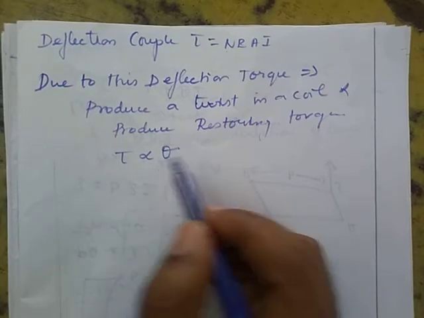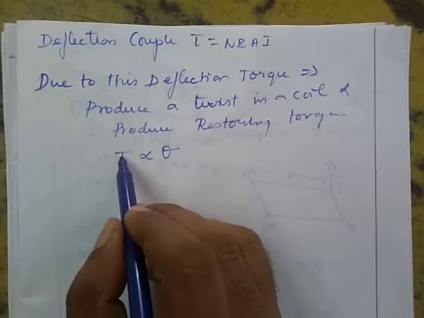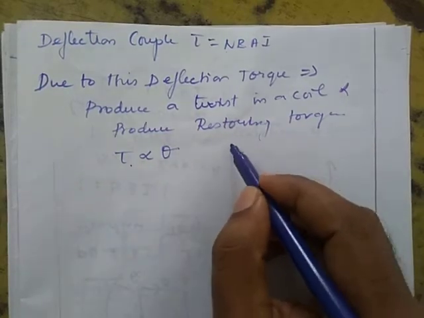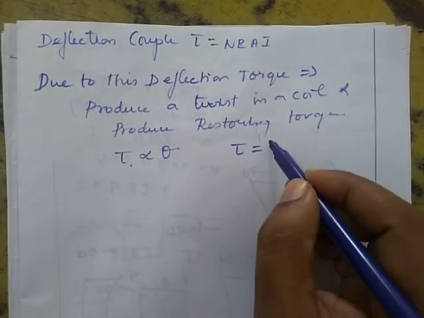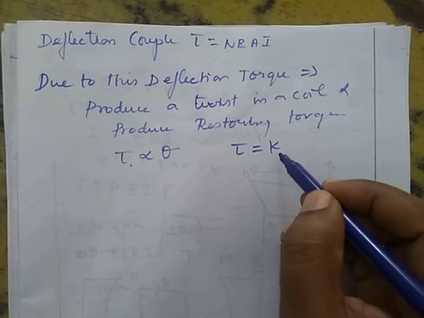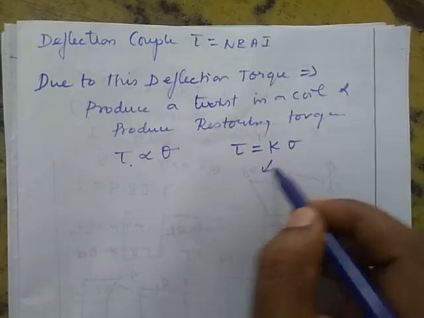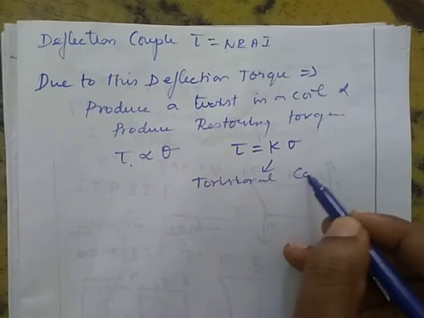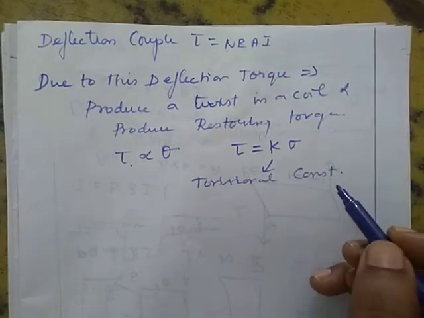Theta is the amount of twist. If theta increases, then the restoring torque also increases. Then we can use the proportionality constant kappa. That kappa is known as the torsional constant. Torsional constant you already studied in your 11th standard.